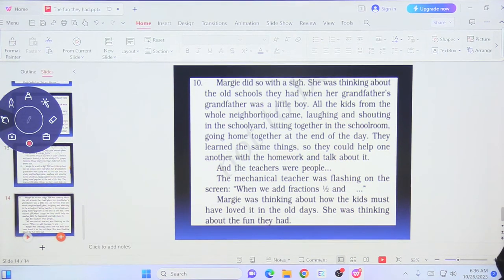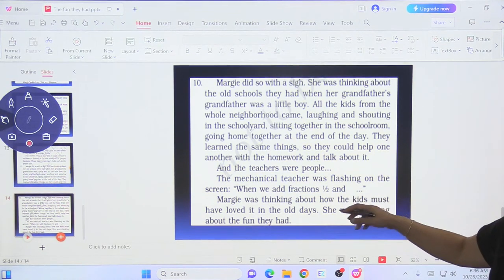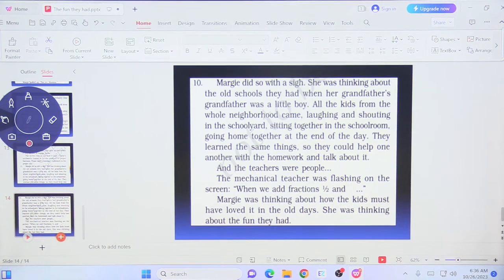And the teachers were people. The most exciting part was that the teacher was not a mechanical teacher but a real human being. The mechanical teacher was flashing on the screen when we add fractions.